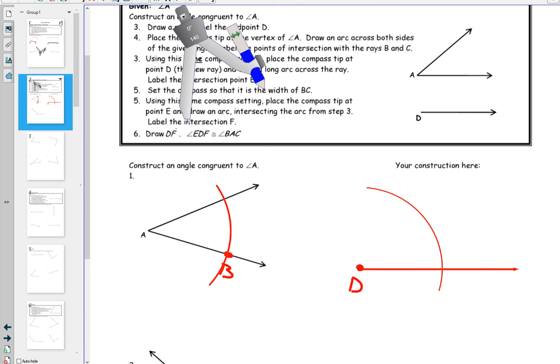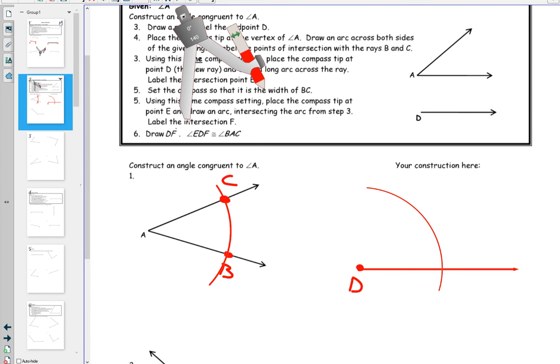So, where this arc up here crossed the other ray, let's call that C. Does it matter if the arc goes through the ray? You did good. Find that same distance. You're perfectly on time. There's nothing wrong with it.